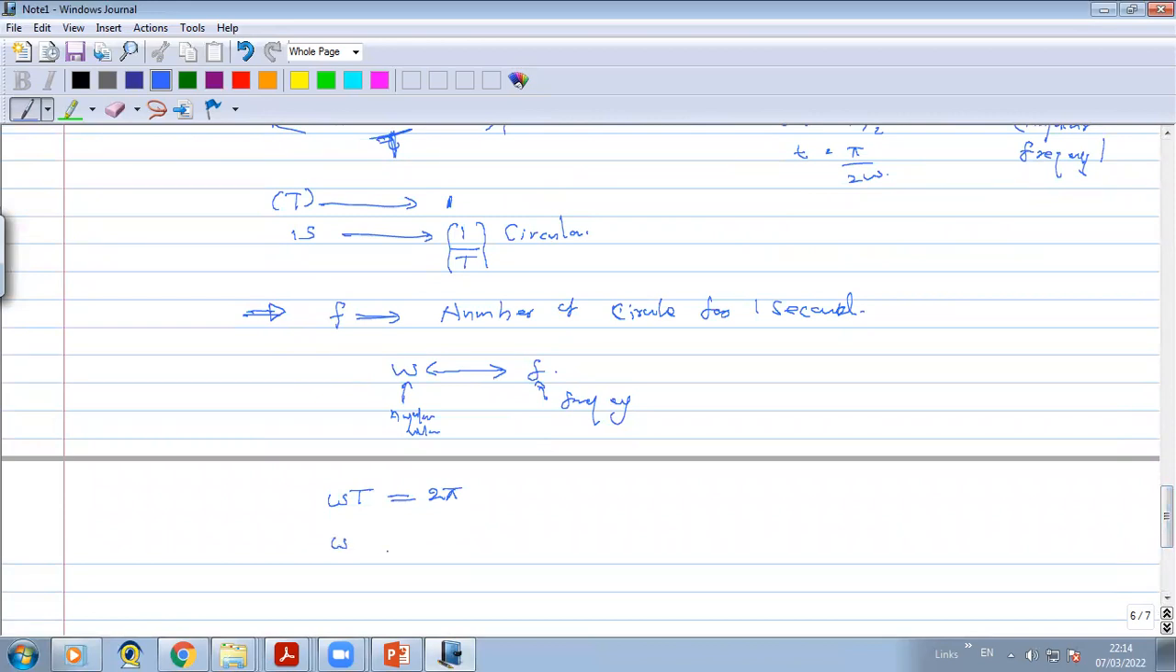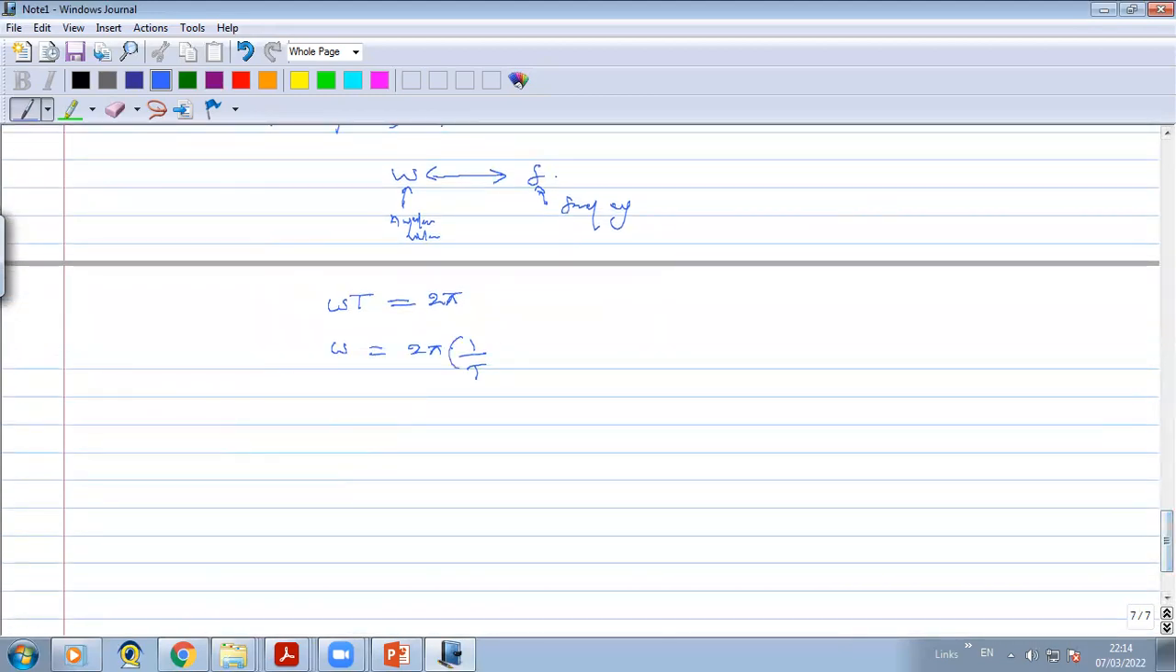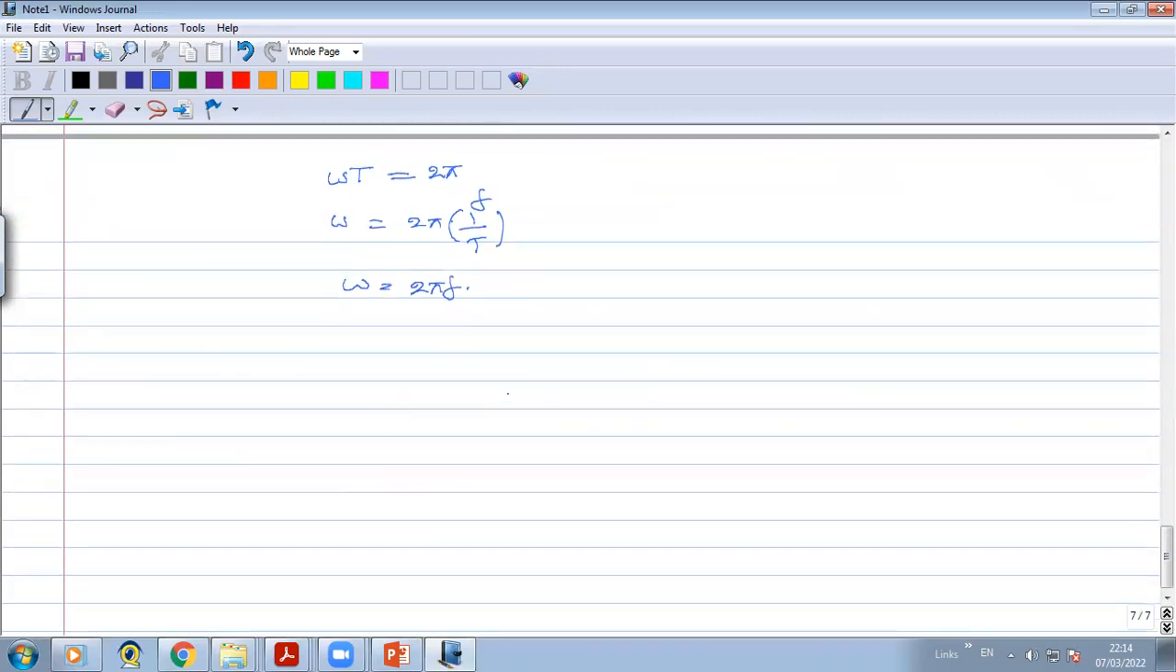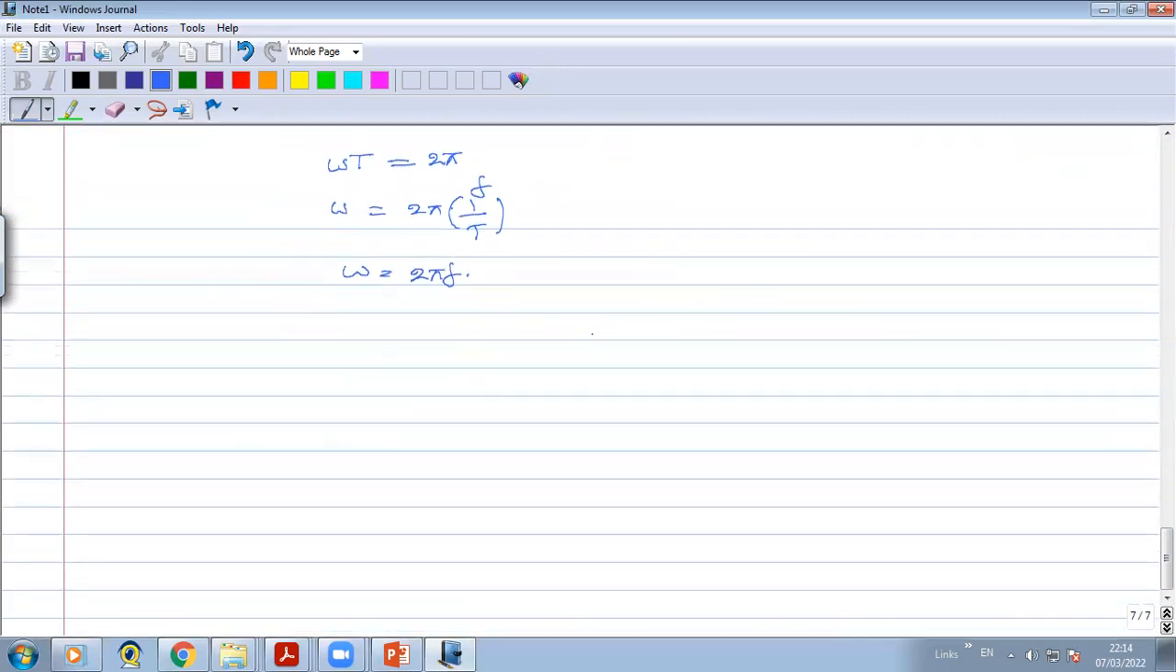So omega is equal to 2pi times 1 by T. So what is 1 by T? That is the number of circles for 1 second. So that is f, no? So we can define 1 by T is equal to f. So omega is equal to 2pi f. These relationships are very important, so you have to remember this.